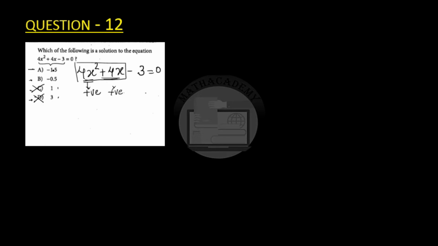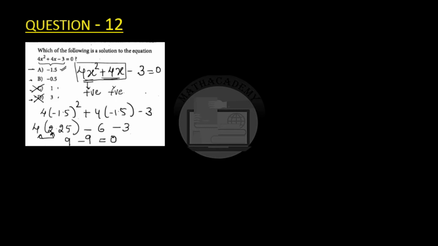Okay, and we begin by substituting the remaining choices. So I'll substitute negative 1.5. So I'll get 4 into negative 1.5 square plus 4 into negative 1.5 and a negative 3. Let us see what do we get. Negative 1.5 square is positive 2.25. Sorry, 4 into negative 1.5 is negative 6 and a negative 3. This fetches me on multiplication a 9, and 9 minus 9 gives me a 0. Hence our choice is choice A.